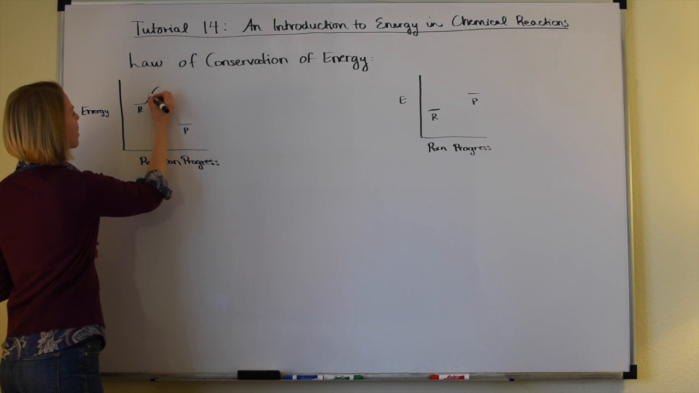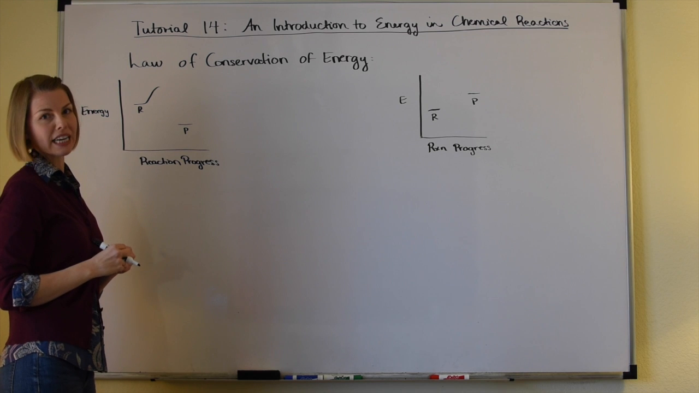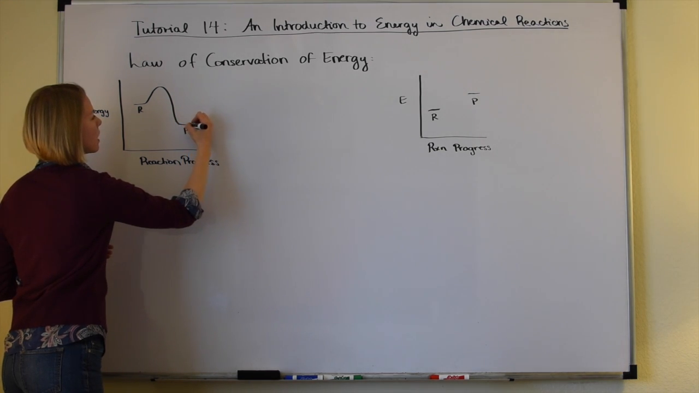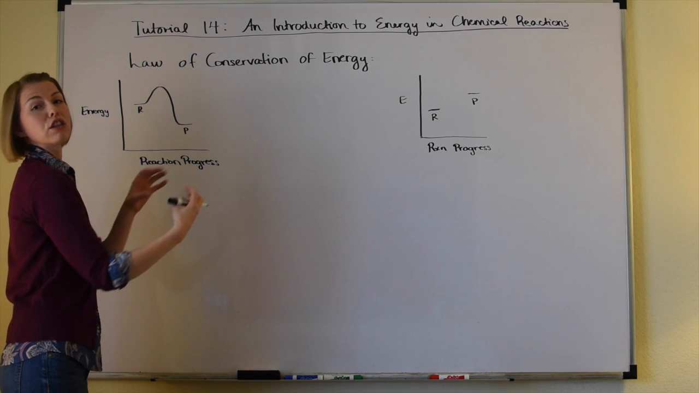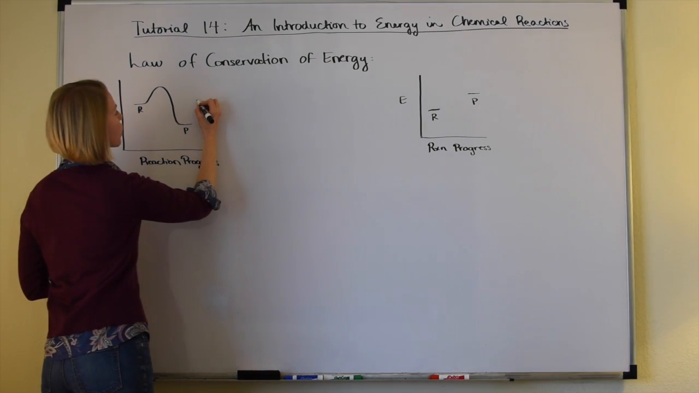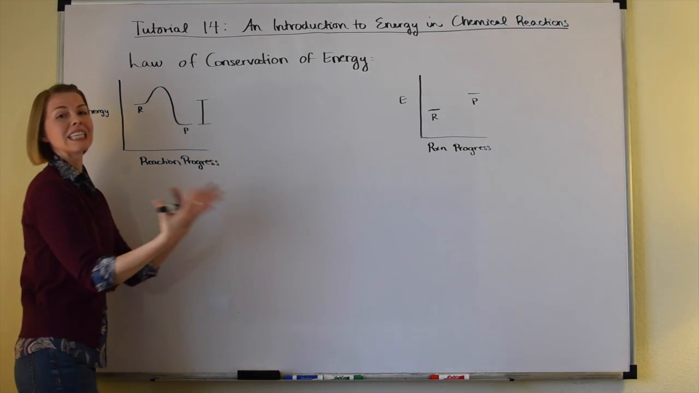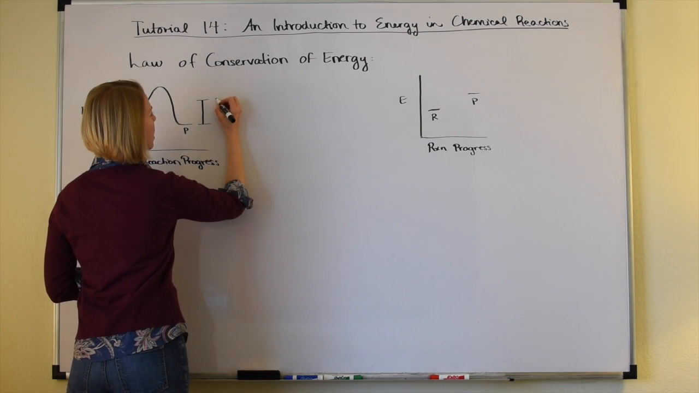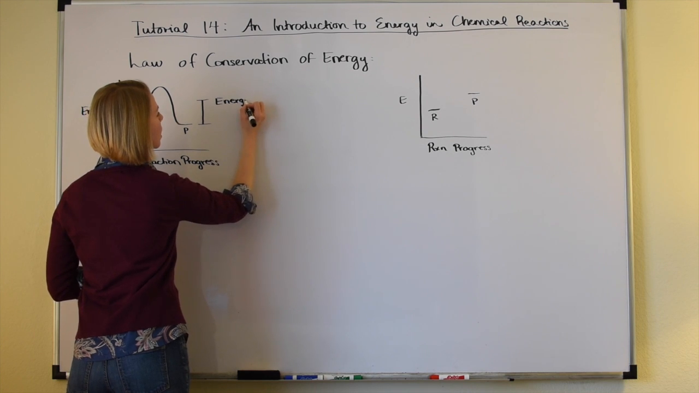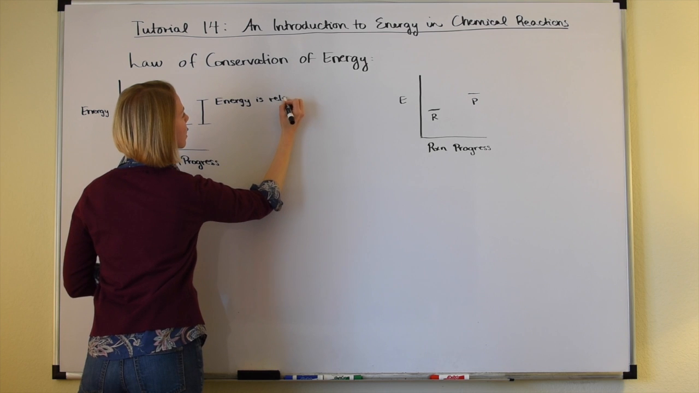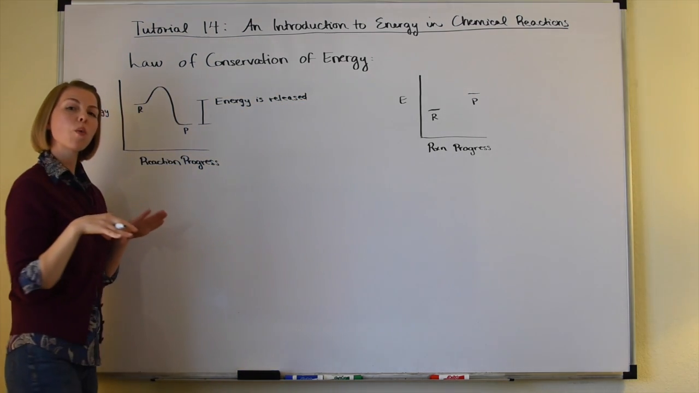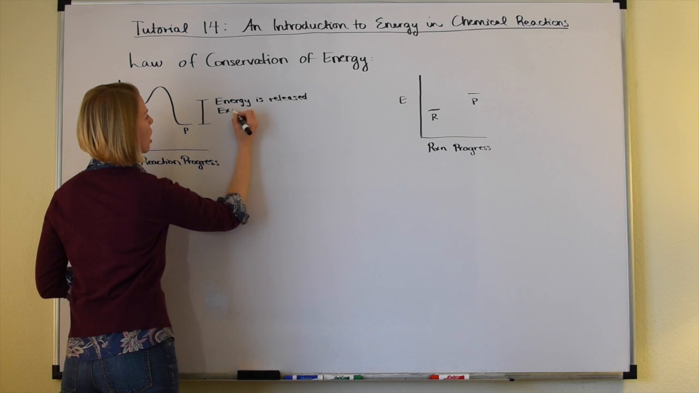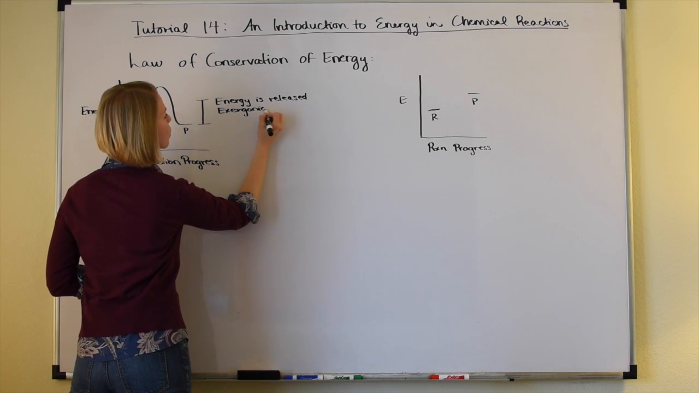All right, so if the energy required to start breaking apart those reactants is less than the energy that is released in forming the product, because those products are more stable, they are lower in energy, then that reaction will occur with a release in energy. Energy will be released in some form. So I'm going to write here, energy is released. And this is what we call an exergonic reaction. I'm going to write that here. An exergonic reaction.